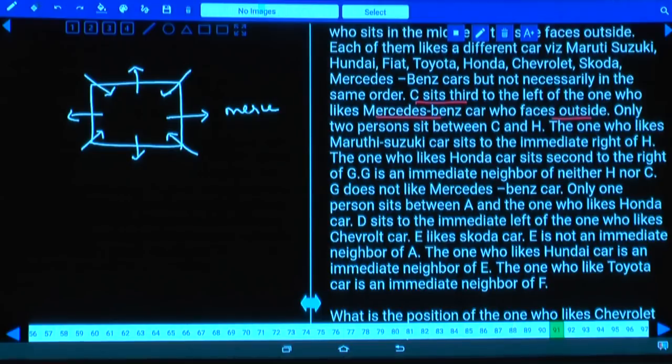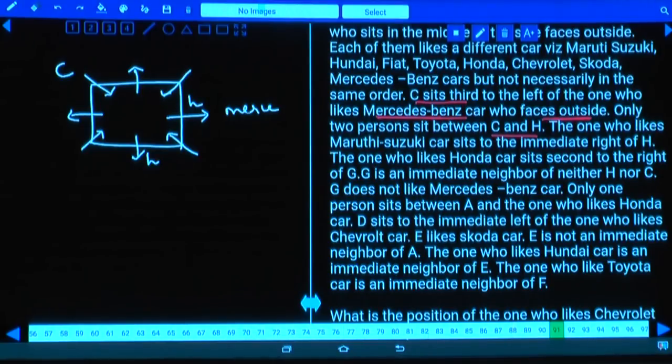C sits third to the left of the one who likes Mercedes Benz, and the person who likes Mercedes Benz sits outside. Only 2 persons between C and H. How many persons are in between C and H? There are exactly 2 persons between C and H. H can be at this place or H can be at this place. How many possibilities do we have? There are 2 possibilities.